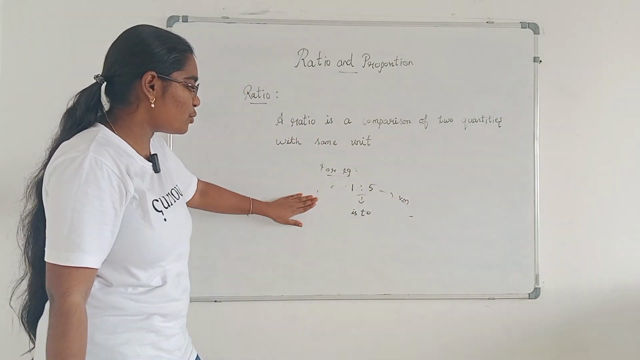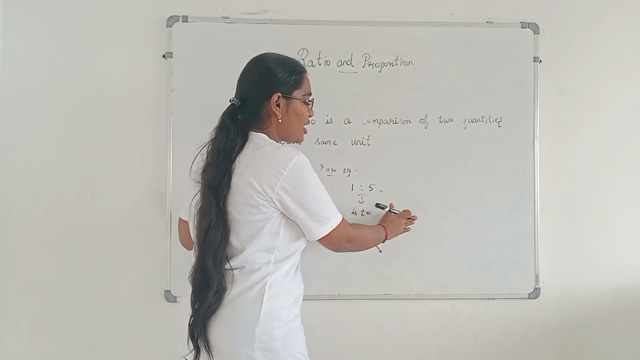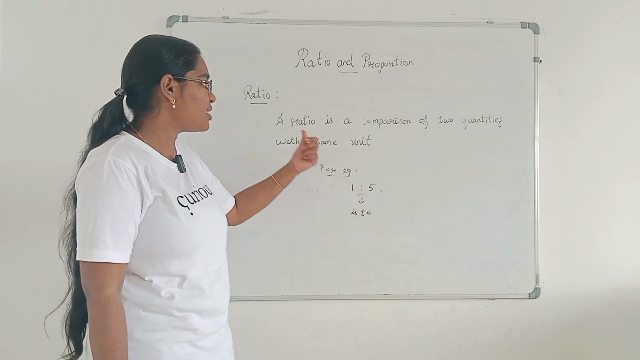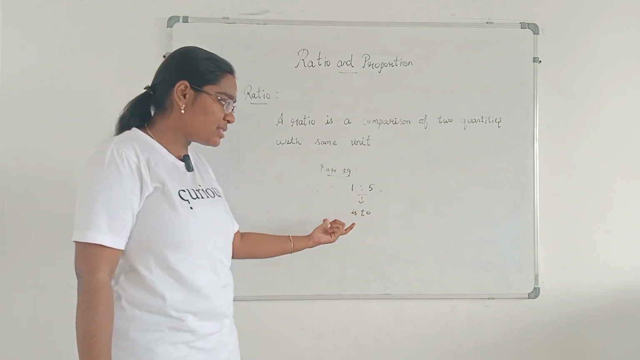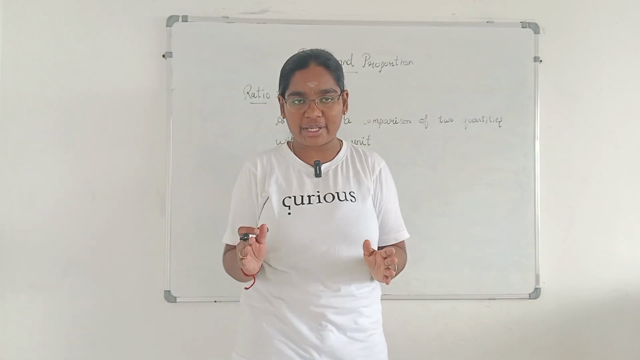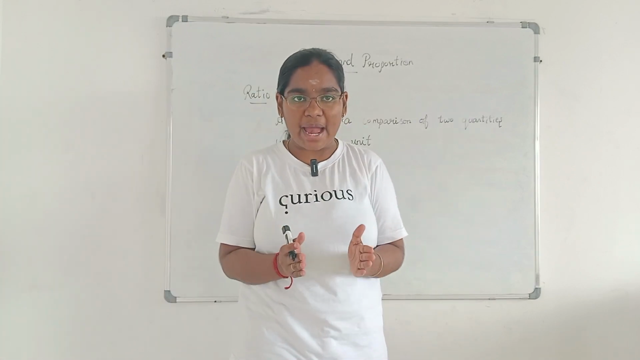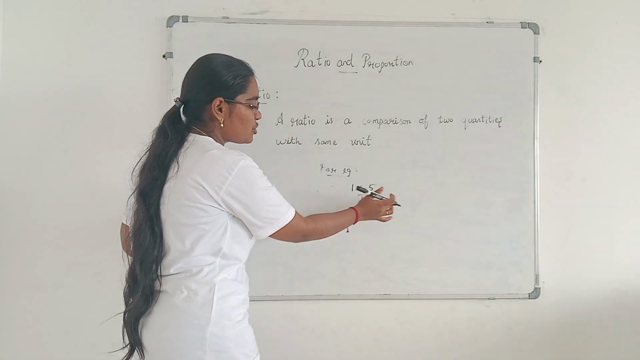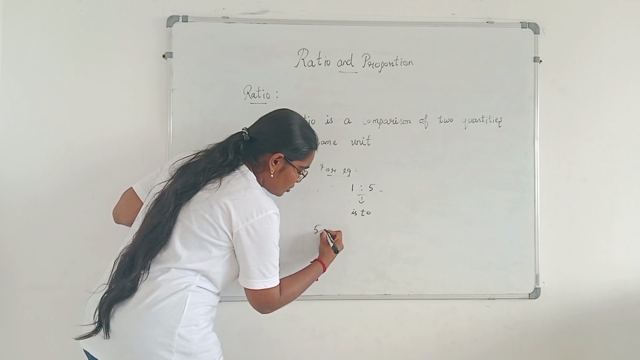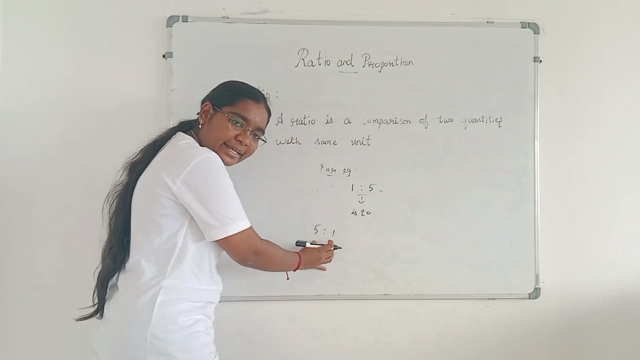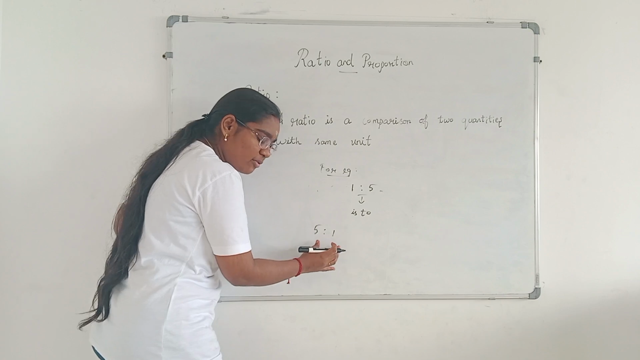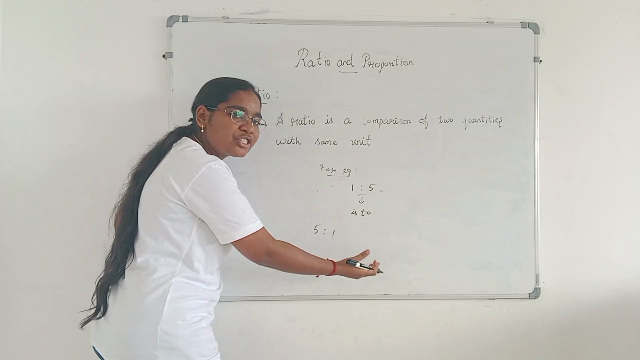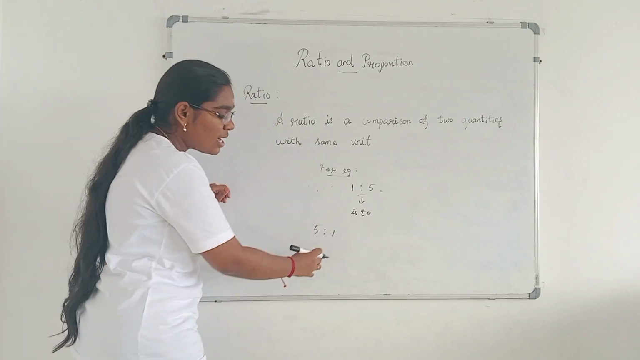Okay, so the unit will be the same, but while you are writing in ratio, it has no units. So a ratio has no units, but you will compare quantities of the same unit in a ratio. Next, 5:1. These two quantities will be of the same unit, and you are comparing them using a ratio, but a ratio has no unit. So here you won't mention the unit.